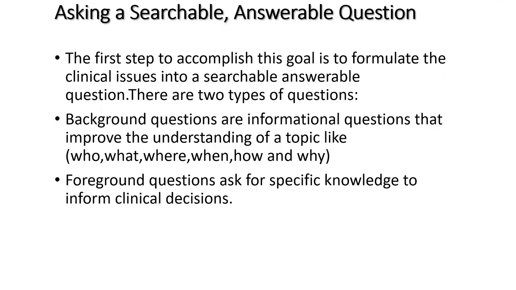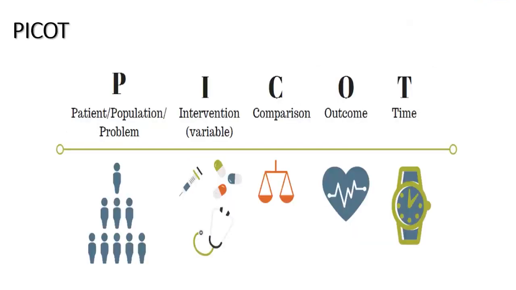So let us see one by one. The first step is asking a searchable, answerable question. That is the first step to accomplish the goal. So you have to look for the question you want to search. There can be 2 types of questions. First is the background question, which asks who, what, where, when, how, and why. And second is the foreground question, which asks for specific knowledge to inform clinical decisions. You have to ask this question in PICOT form. We have been discussing it from day 1 onwards. We know the full format: P is for patient, population or problem, I is for intervention, C for comparison, O for outcome, and then T for time.